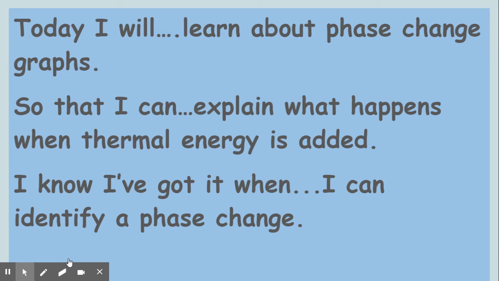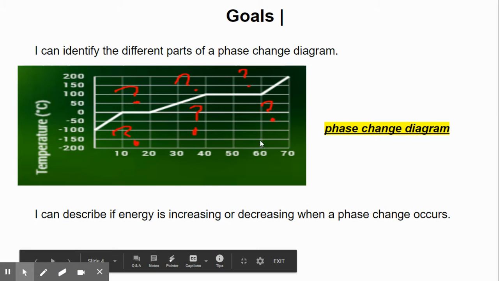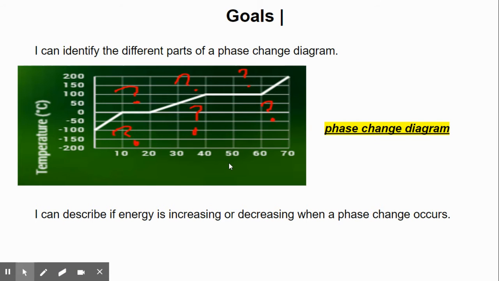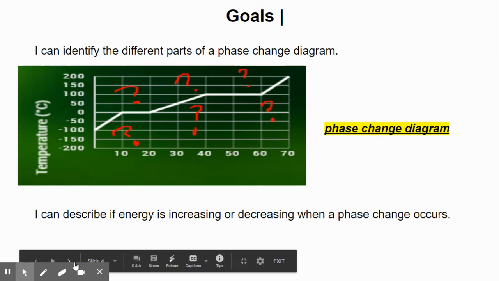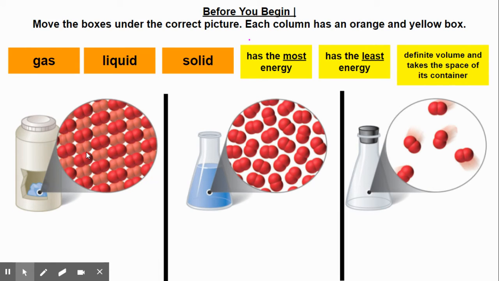Today you're going to learn about a phase change graph so you can explain what happens when thermal energy is added or taken away. I know I've got it when I can identify a phase change. This is what a phase change graph is, and at the end of the lesson, you'll be able to explain what's going on during these plateaus, and that you can tell whether energy is increasing or decreasing when a phase change occurs.